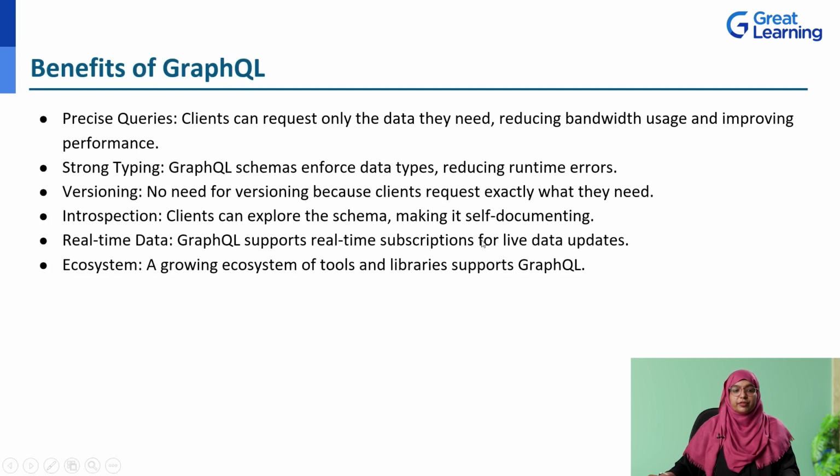And then the next benefit is strong typing, wherein GraphQL schemas enforce data types, reducing your runtime errors. Right? And then versioning: no need for versioning because clients request exactly what they need. There is no need of having those versions being stored or cached because the clients are requesting exactly the data they need. And then introspection: clients can explore the schema, making it self-documenting. And then real-time data: GraphQL supports real-time subscriptions for live data updates.